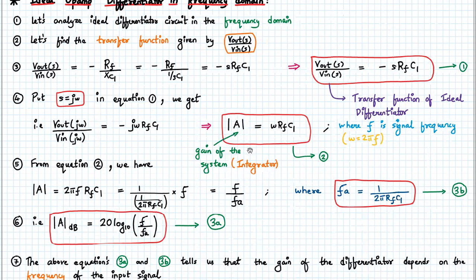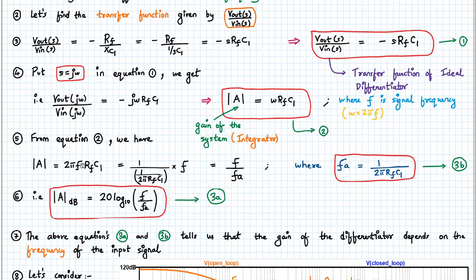From equation number 2, if we write omega equal to 2 pi f, where f is the signal frequency, mod of A will be 2 pi f into Rf into C1. We can rewrite this as f divided by 1 upon 2 pi Rf into C1, which we can substitute as Fa. So mod of A is f upon Fa, where Fa is given by 1 upon 2 pi Rf into C1, which is equation number 3b. And the gain in dB, that is mod of A in dB, will be 20 log to the base 10 of f upon Fa, which is equation number 3a.